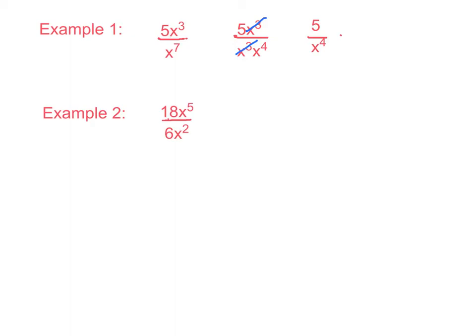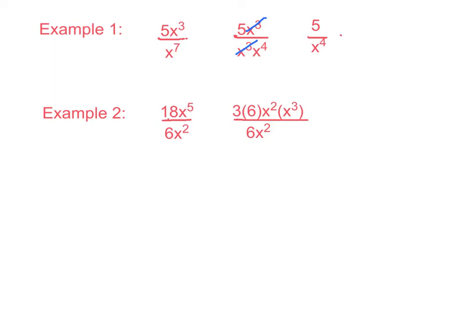So let's say we've got 18x to the fifth over 6x squared. And again, we're asked to simplify. So we could rewrite this as 3 times 6 times x squared times x to the third over 6 times x squared. Okay, so we're basically factoring the 18 to be 3 times 6 and the x to the fifth to be x to the second times x to the third.